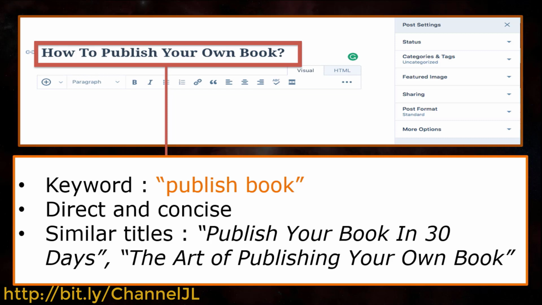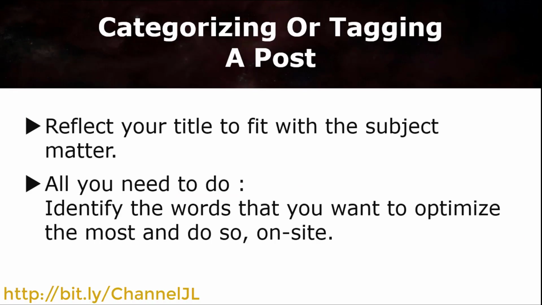Say you have a blog post in WordPress. In it, you have a post that talks about how to publish your own book. The most important keyword lies in your title. Would you write your title differently? Yes. You may, but keep in mind that you'll need to be direct and concise. Something like "Publish Your Book in 30 Days" or "The Art of Publishing Your Own Book." Similar keywords are maintained in both titles: publish book.